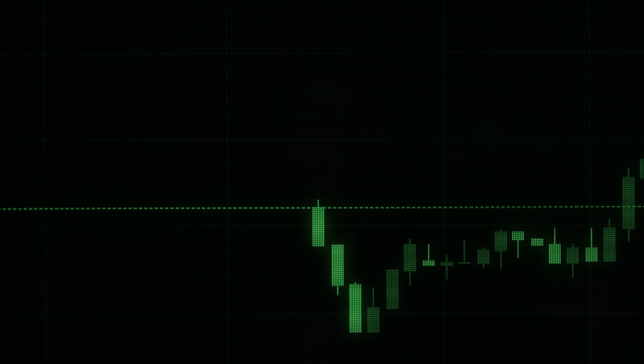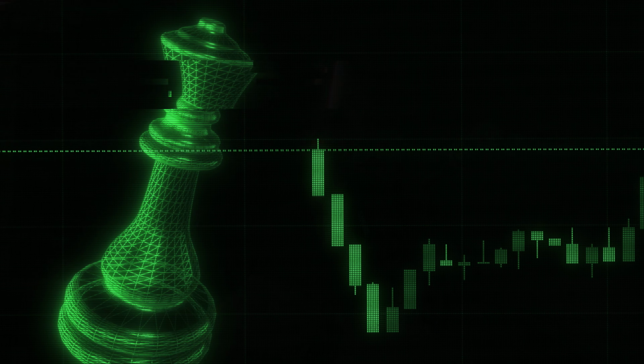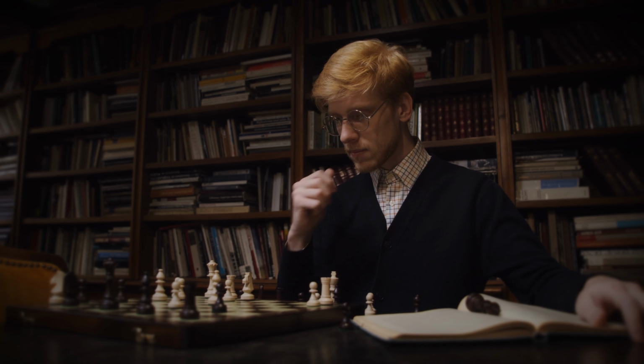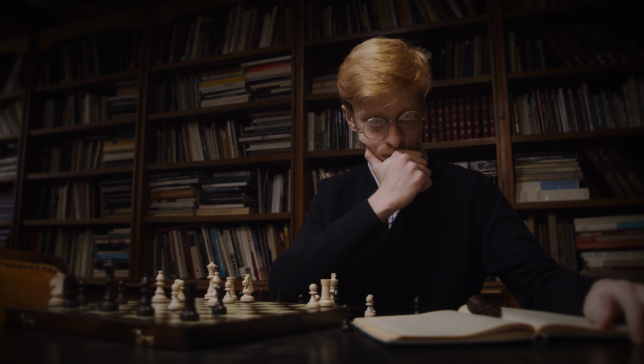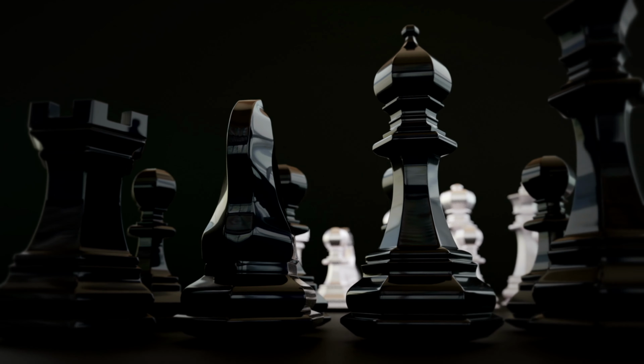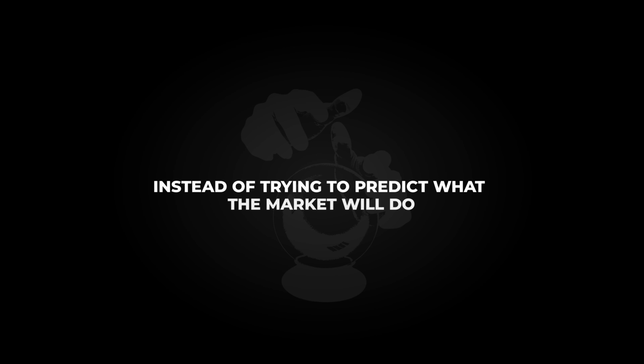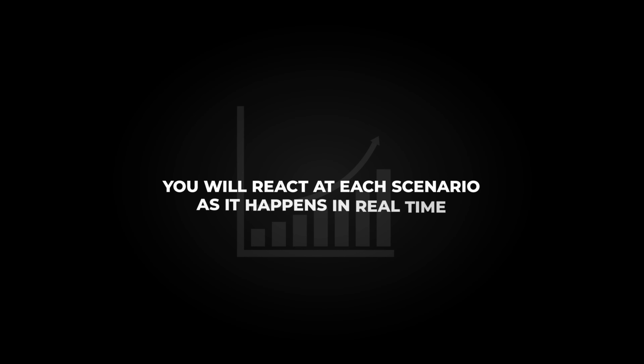As you start getting more familiar with the strategies, you will start switching how you view the charts to look at them like the professionals do. To understand this concept better, think of the charts as a game of chess. As you become more skilled at the game and start to recognize patterns, you will be able to play both sides of the board. Instead of trying to predict what the market will do, you will react to each scenario as it happens in real time.